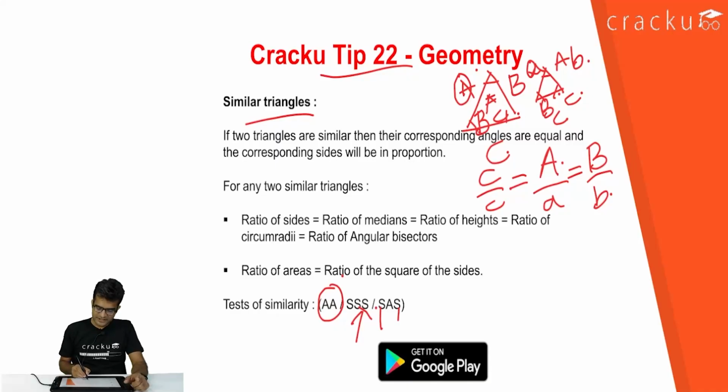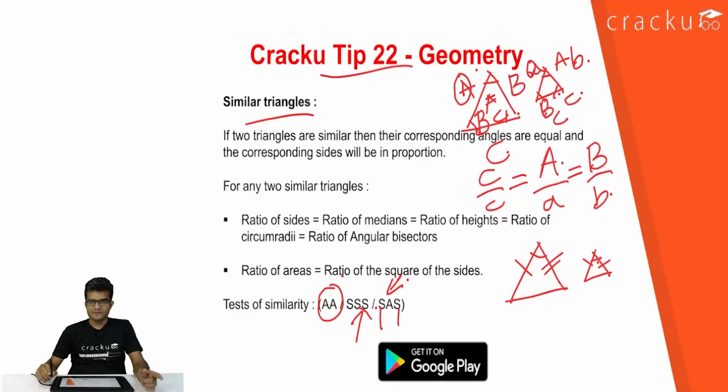Or if you are told that there are two sides which are in the same proportion and the angle which is enclosed between these two sides, then also they are similar triangles. That is, you have two triangles like this. This side and this side, the ratio is the same as this side and this side. And we are also told that the angle between them is the same. Then both of these triangles are similar triangles. Let us now go to the next slide.